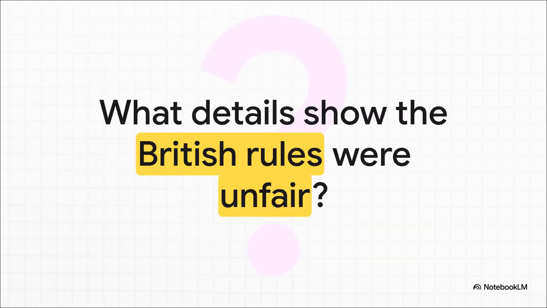So, our main idea says the British rules were unfair. Now, it's our job to be detectives. We need to look back at the story and find the exact sentences, the exact details that show us why they were unfair. Let's see what we can find. If you look closely, the story actually gives us 3 really clear examples of these unfair things the British did. Let's take a look at them one by one.